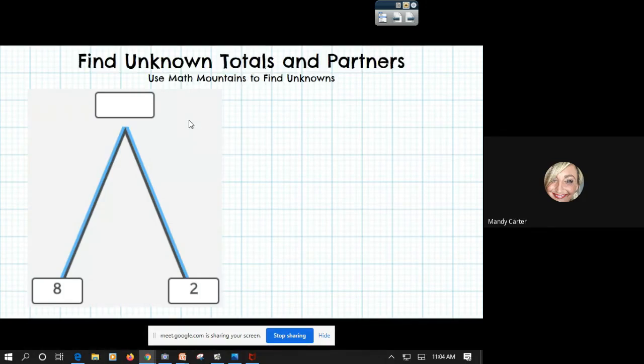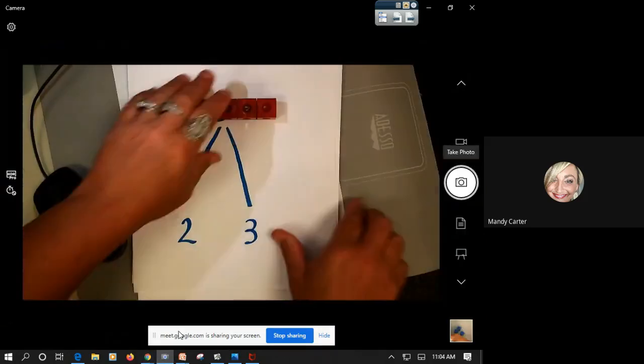Now, just look at this picture for a minute. We know the partners, 8 and 2. So now we are missing a number. We're missing the total. So what we need to do is add 8 and 2 to get the unknown total. And I will work that out and show you down here on the camera how that's going to look.